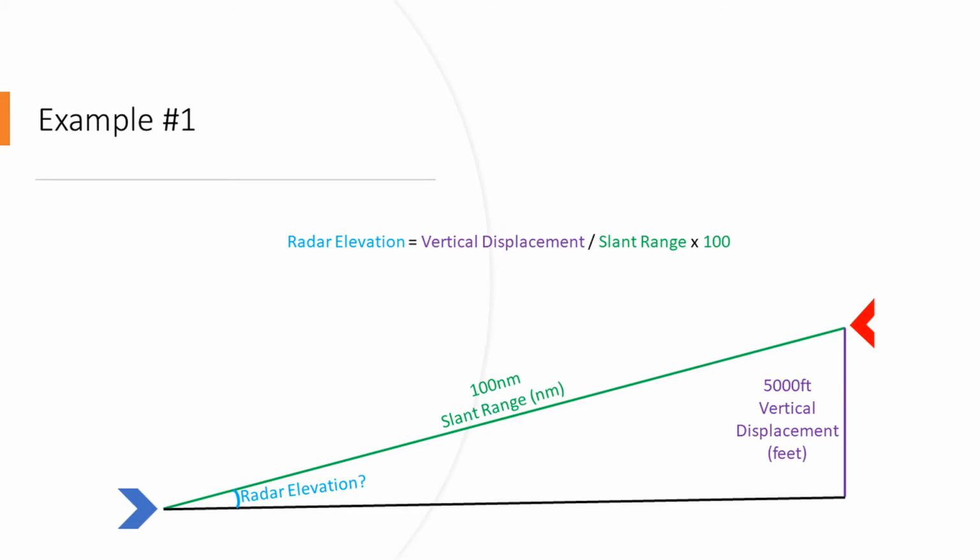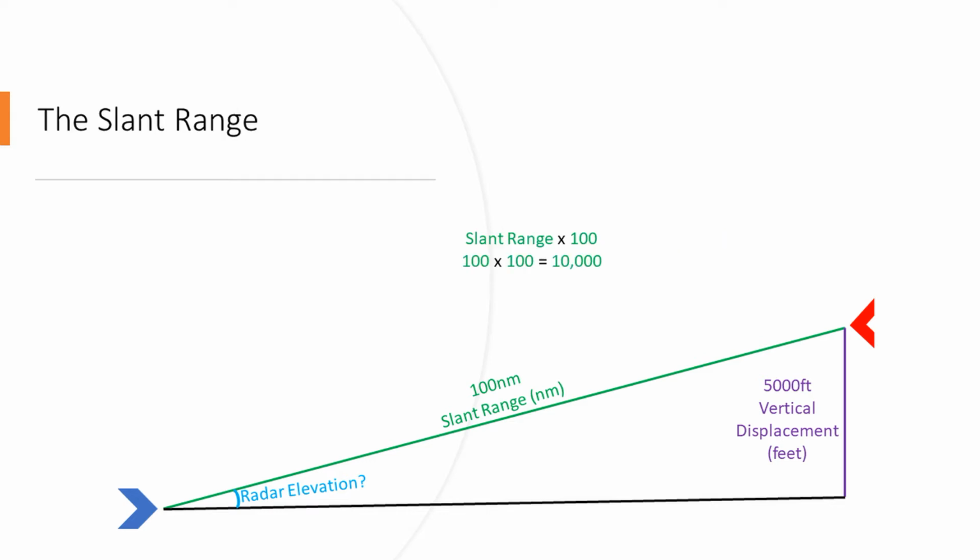So here we have a scenario where the aircraft we're trying to get on radar is 100 nautical miles away from us, and it's 5,000 feet above us. So thinking back to elementary school, we have to follow the order of operations. So the first thing we're going to do is the multiplication. So we'll take the distance in nautical miles, which in this case is 100, and multiply that by 100. And from that we get 10,000.